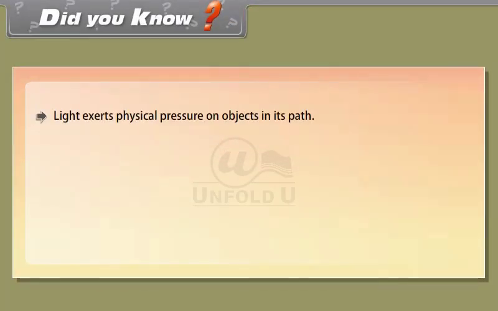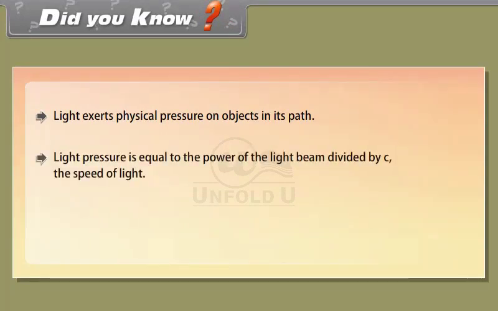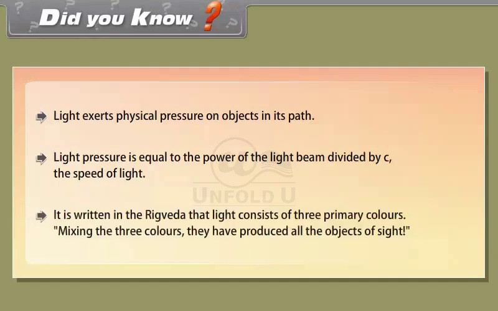Did you know, light exerts physical pressure on objects in its path? Light pressure is equal to the power of the light beam divided by c, the speed of light. It is written in the Rig Veda that light consists of three primary colors. Mixing the three colors, they have produced all the objects of sight.